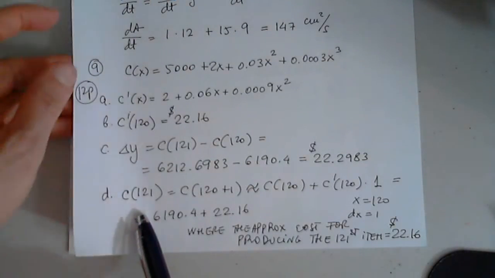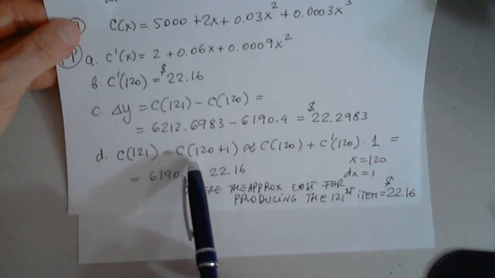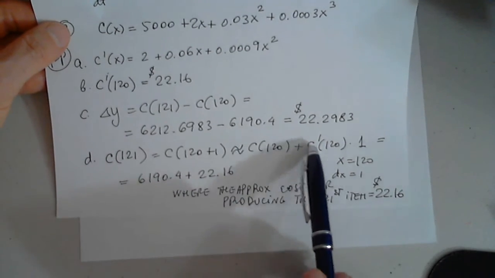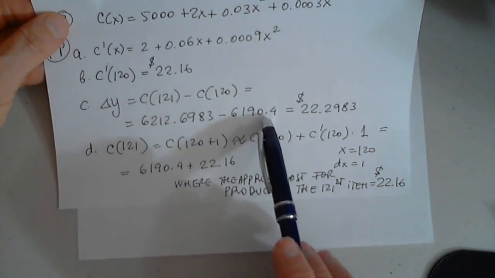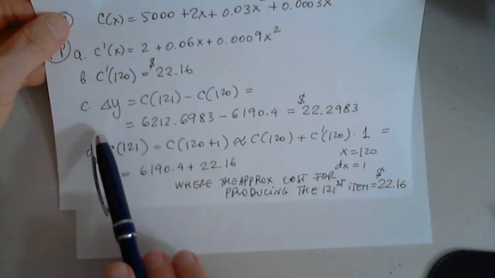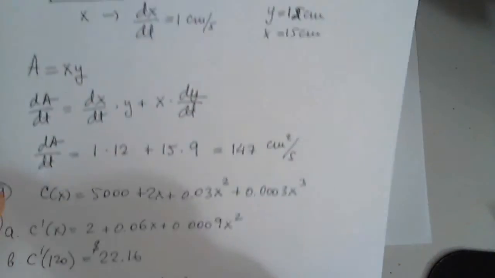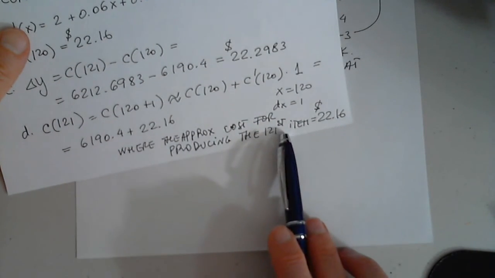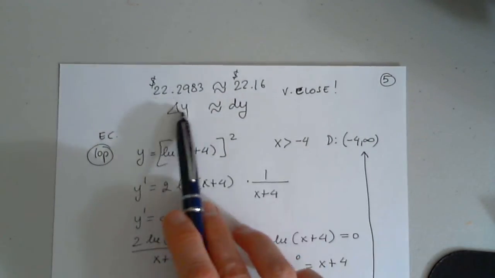And now we were also asked to approximate using differentials the cost of 121. Well, it's 121, which is x plus 1. It's the cost of 120 plus the cost prime, marginal cost of 120 times 1. So I copied this from here for C of 120. And C prime of 120 multiplied by 1 is this, right here from part B. So that's the approximate cost for producing the 121st item, this one. And I just showed that these are very close.